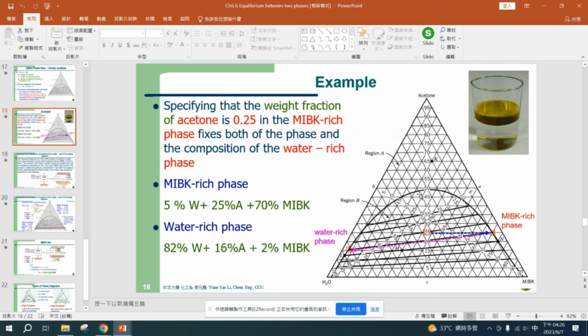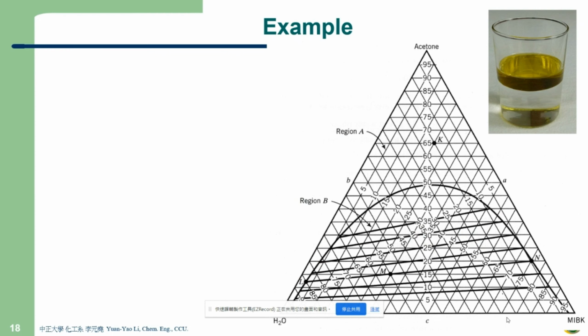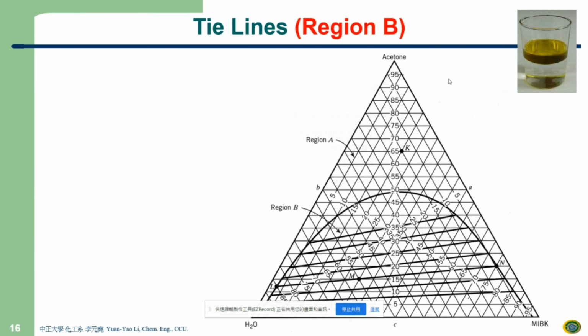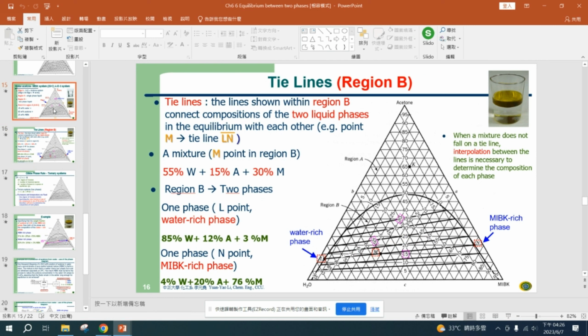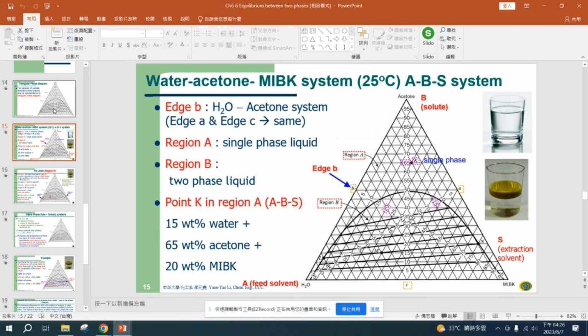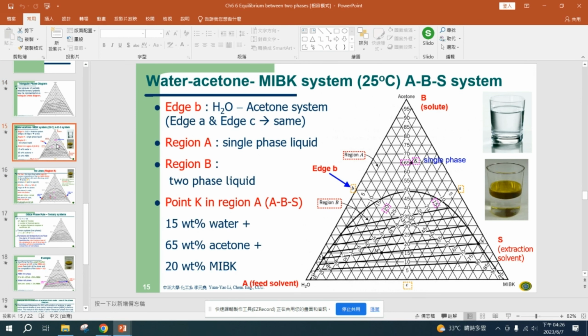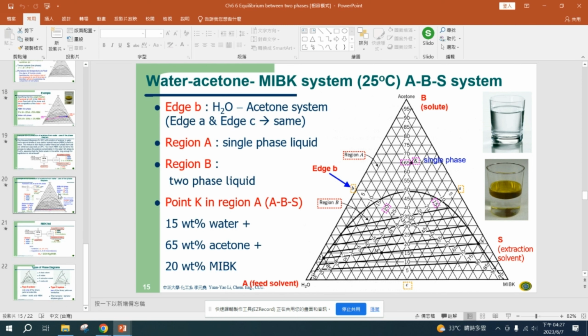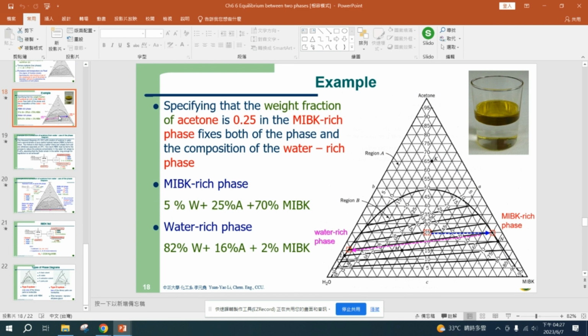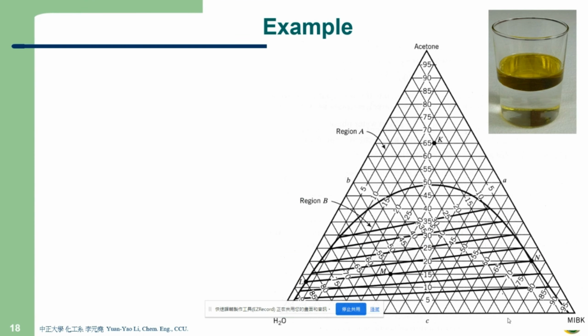Okay, let's get started. So, let's recall what we have learned last week, on Monday. This is important, I hope you still remember. In order to understand this triangle diagram, it's very important to understand that this is the ABS system for liquid-liquid extraction. I just want to work with you one more time to understand how to read these figures.